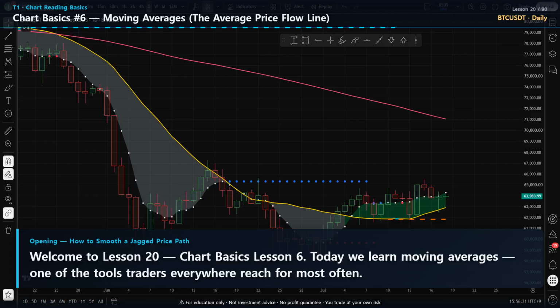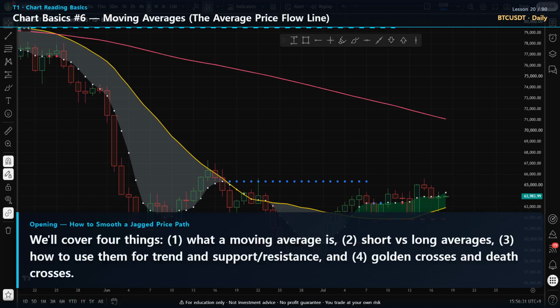Welcome to Lesson 20, Chart Basics Lesson 6. Today we learn moving averages, one of the tools traders everywhere reach for most often. We'll cover 4 things. 1. What a moving average is. 2. Short versus long averages. 3. How to use them for trend and support/resistance. And 4. Golden crosses and death crosses.